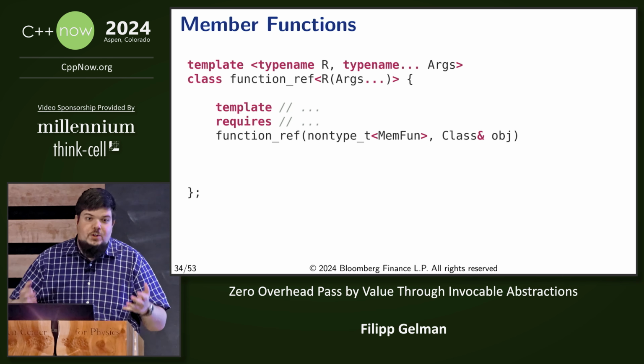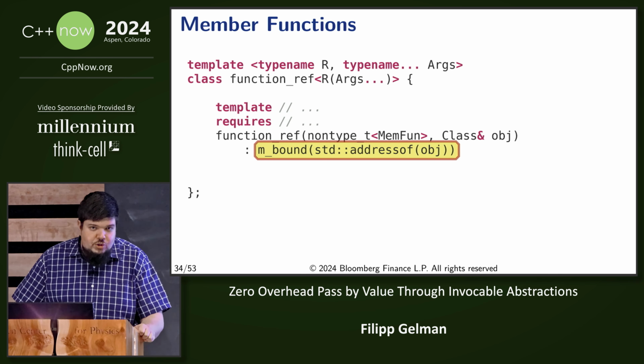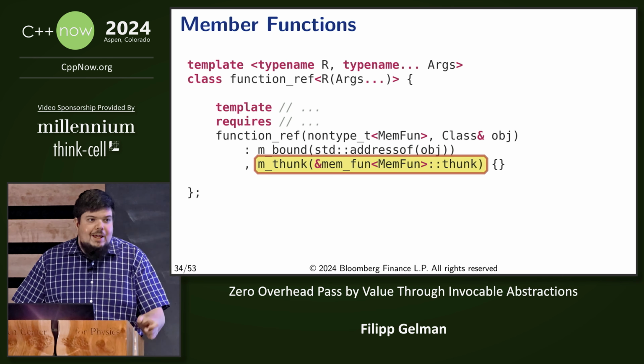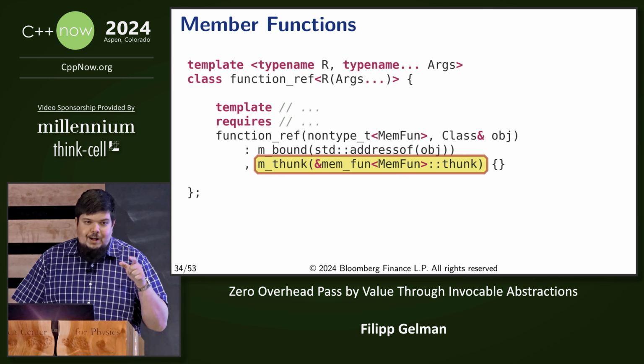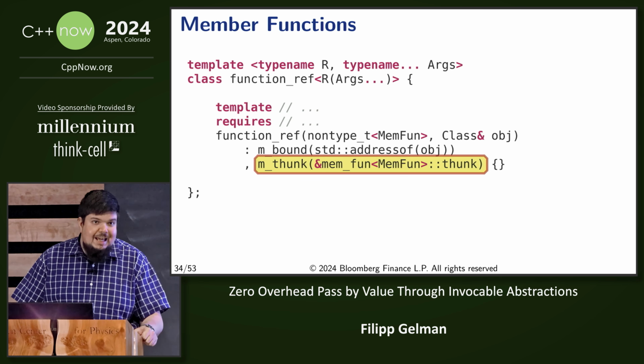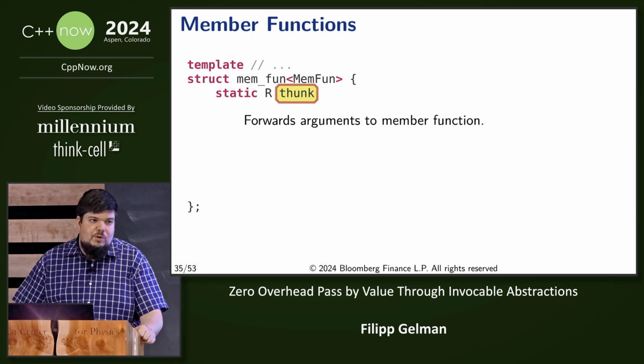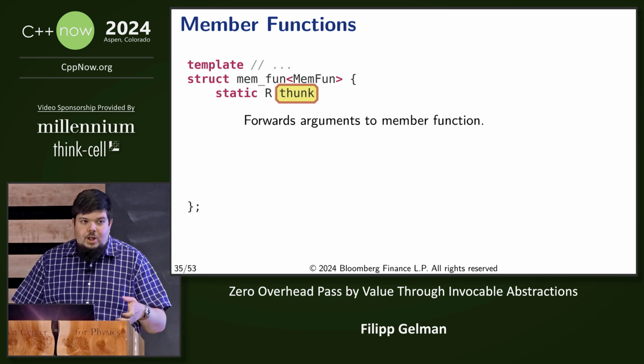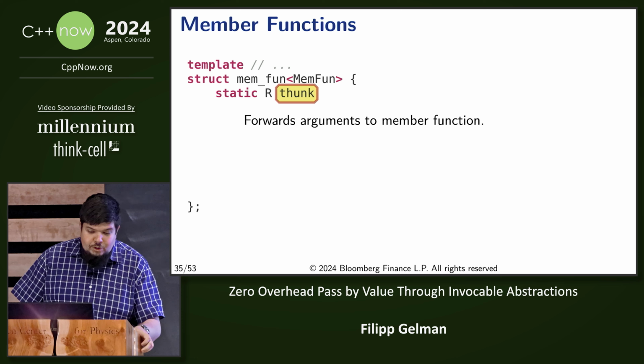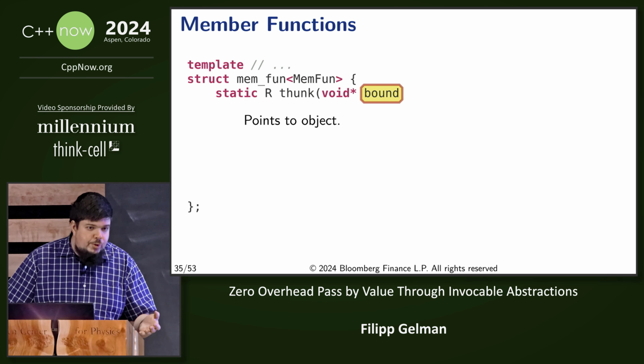So now that the thing is sufficiently constrained, we have to save the address, we have to generate the func, and the func knows both the class type of the bound object and the member function to call on it. Now the func is more or less the same. Its job is to forward the arguments to the member function. It takes a pointer to the object and the arguments.